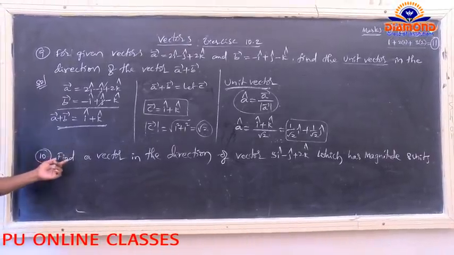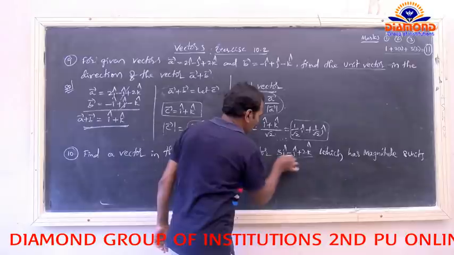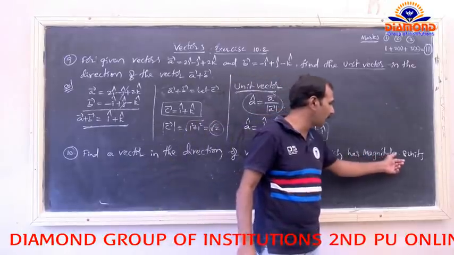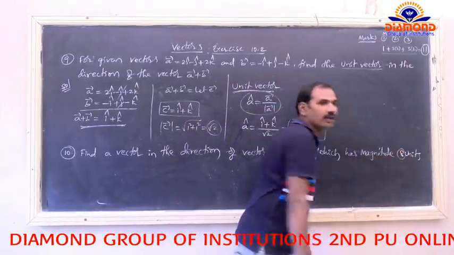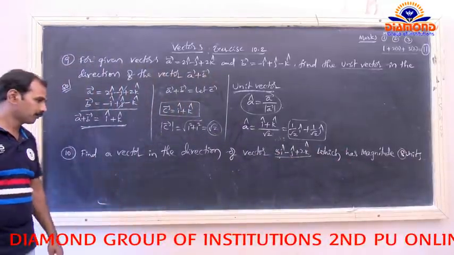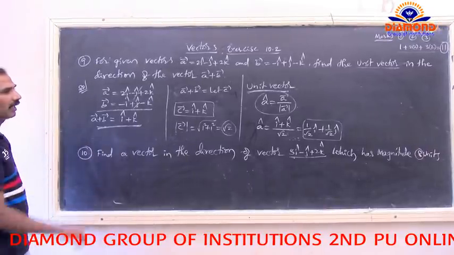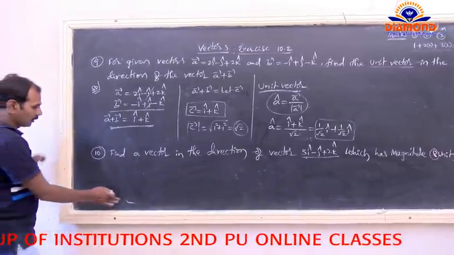Next, 10th question. Find a vector in the direction of the given vector which has magnitude 8 units. Magnitude how much? 8 units. So simple, easy. 2 marks question. Magnitude is 8 units.